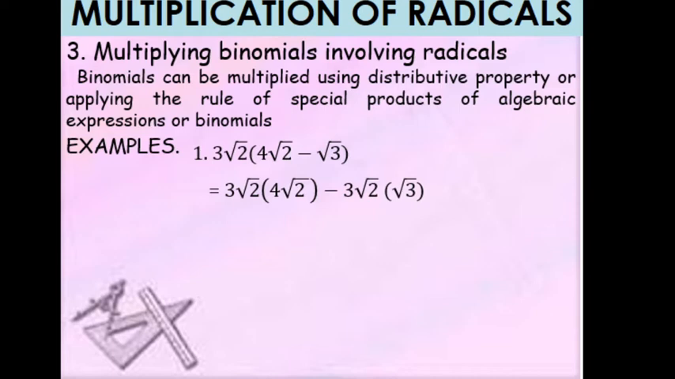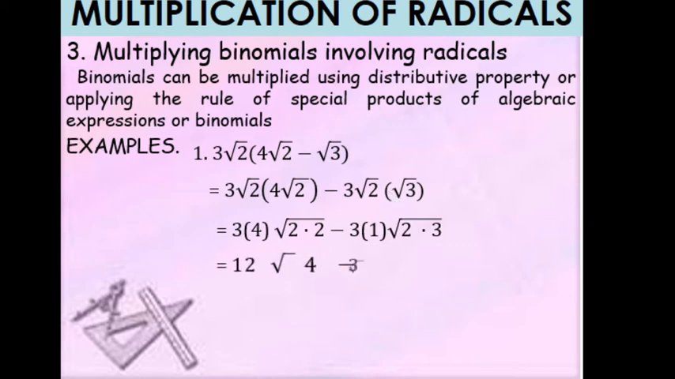So again, magmumultiply tayo ng radicand. Kailangan lang nating i-multiply ang coefficient sa coefficient and yung radicand sa radicand. So this will become 3 times 4 square root of 2 times 2 minus 3 times 1 square root of 2 times 3. So, bakit ito naging times 1? Again, pag wala siyang katabing coefficient, the coefficient is 1.